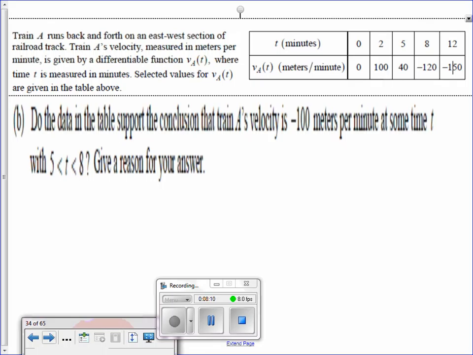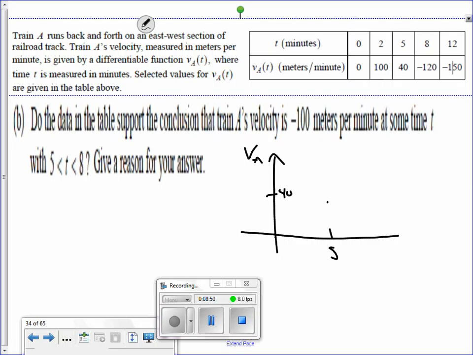Do the data support the conclusion that the train's velocity is negative 100 meters per minute at some time t, between 5 and 8? Okay, well, at time 5, its velocity is 40, and at time 8, it's negative 120. In order for it to have to go through negative 100, so think about it, it's going from 40 at time 5, and then at time 8, it's negative 120.